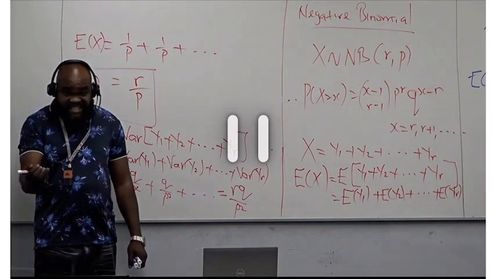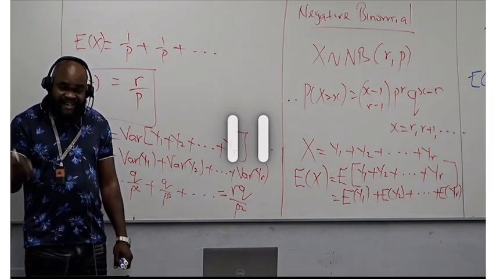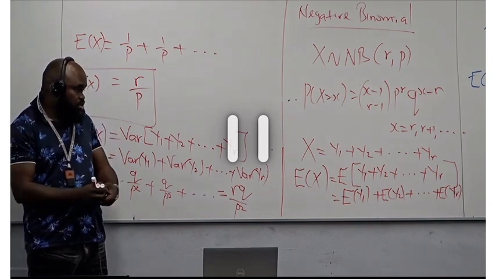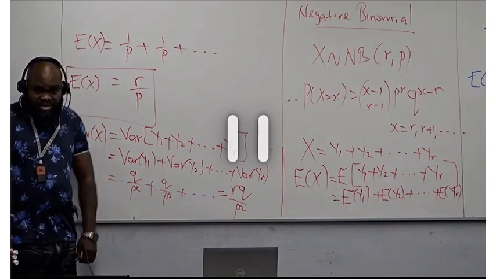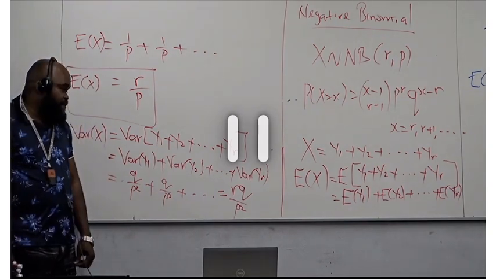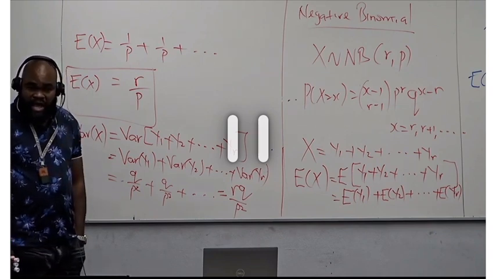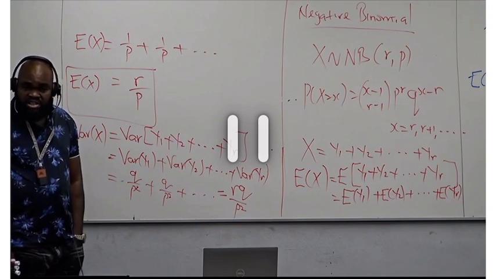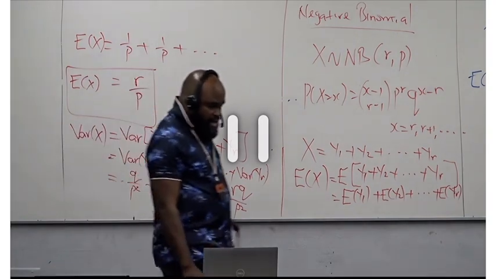Like I said, the negative binomial distribution is a generalization of the geometric distribution. It is trying to figure out how many binomial trials we are going to have before seeing a given number of successes. That's exactly what it is talking about.